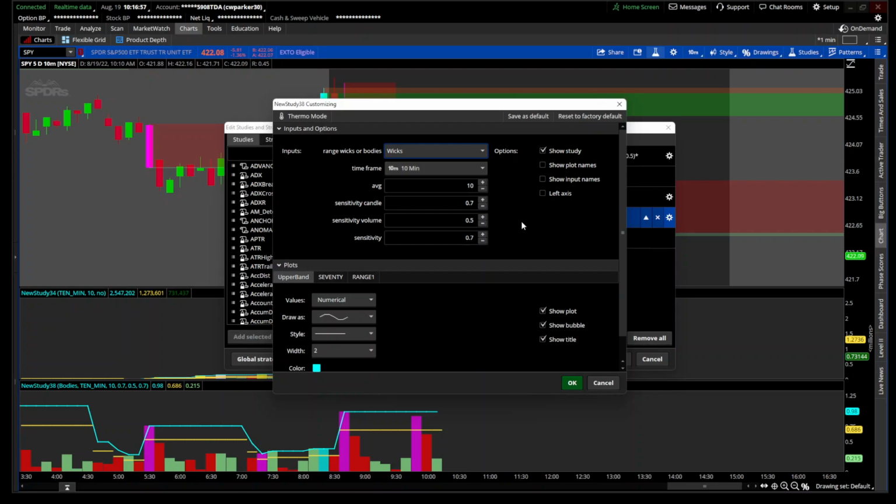And if you don't like the way I've set these candles up, if you want the candles to be 50%, just come here and change all this. Change the sensitivity of everything.